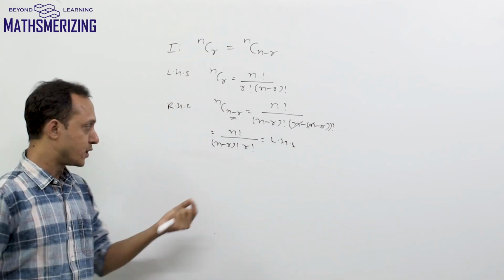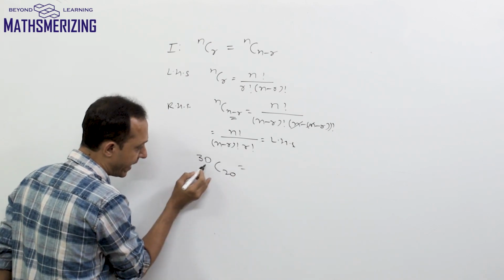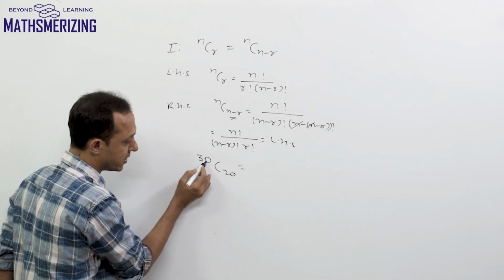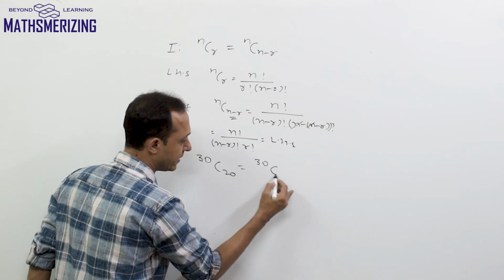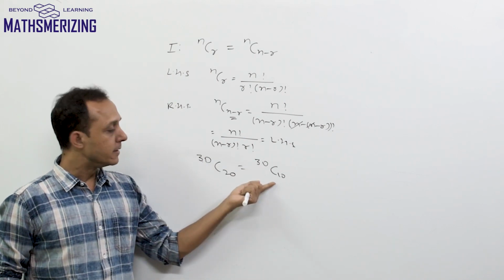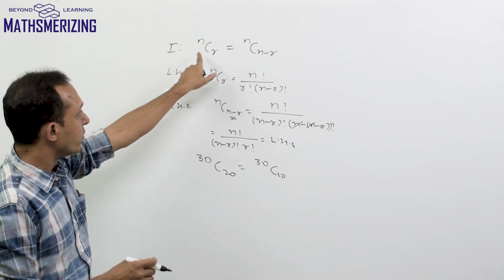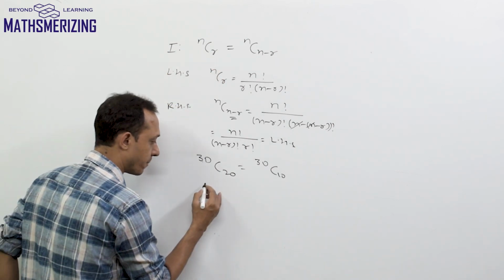So at times in the question, you may get the answer 30C20, but then I know nCr is same as nCn minus r. So 30 minus 20 is 10. So I can write it as 30C10. So option may not be 30C20 there. Option may be 30C10.